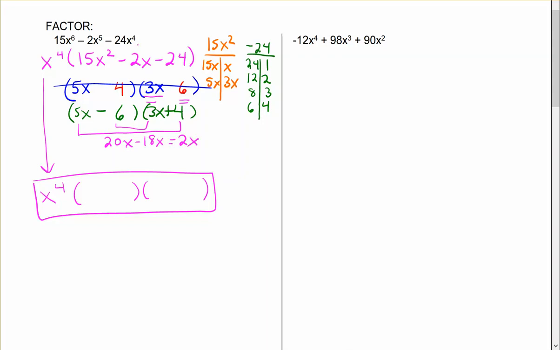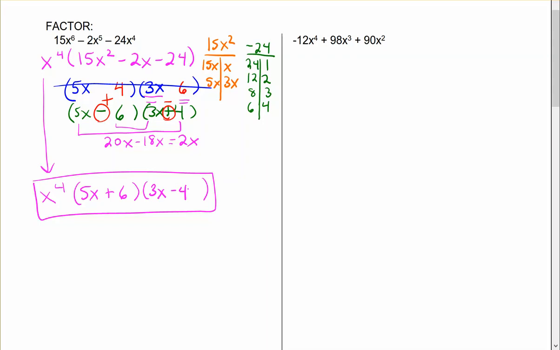Gosh, I had hoped to get a negative 2x, but I'm close. I just have the wrong sign. And so if that's all I need to change, all I need to do is switch the signs and make it first a positive and then a negative, and I've got it. So it'll be 5x plus 6 times 3x minus 4 in my final answer. So we got it pretty quickly that time.